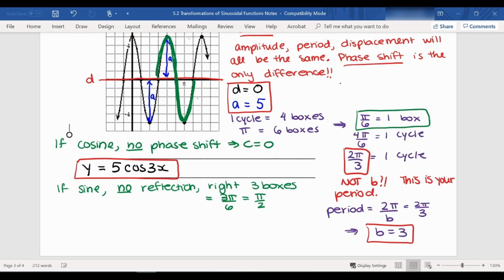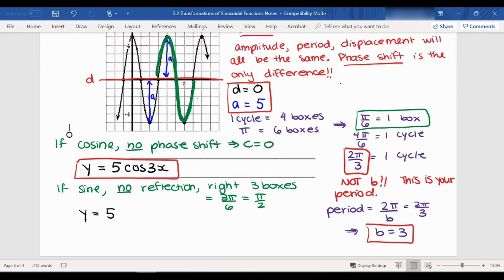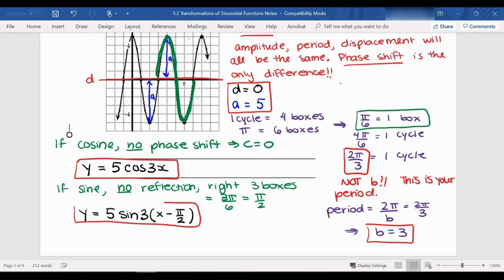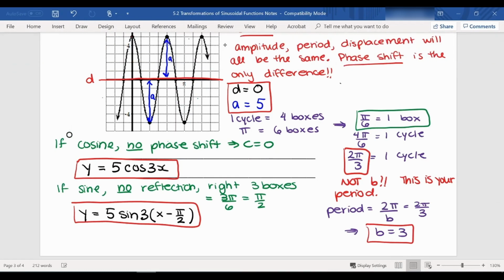So if we want to write it from there, we could write this as y equals 5 sine. Again, our B is still 3, but now we're going to have brackets for a left-right shift here. And because we'd be moving right, this is going to be x minus pi over 2. Again, there are many possible answers. You might have said, that's not what I saw at all. You might have seen that sine was over here.